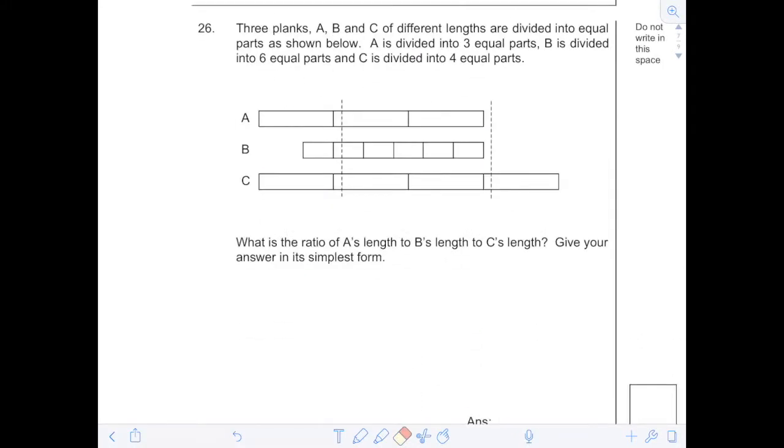Alright, for question 26, they're talking about 3 blanks of different lengths. Now this question is a little bit tricky because you're actually comparing. I think most of us will be able to see that this is the most important part here, this region that we have to look at. Now you notice 2 big units of A and 2 big units of C are actually the same. But these 2 big units of A are actually the equivalent of 5 small units of B.